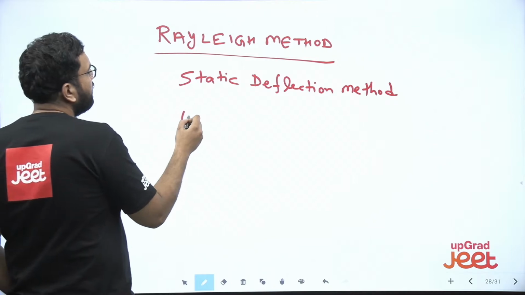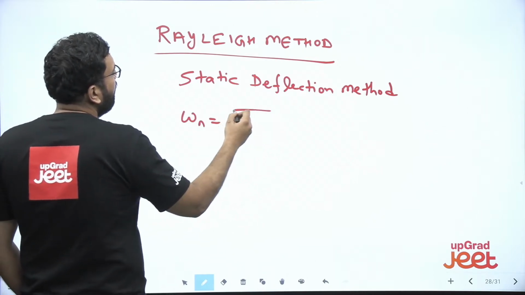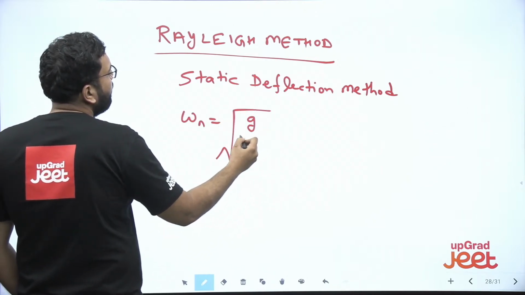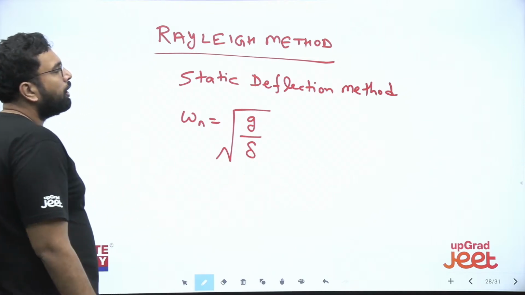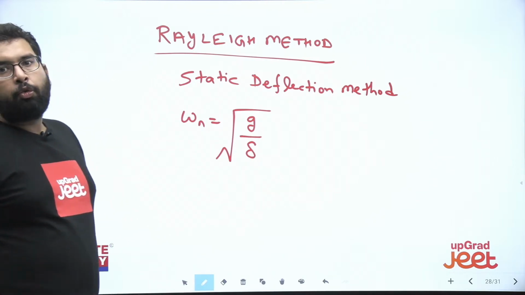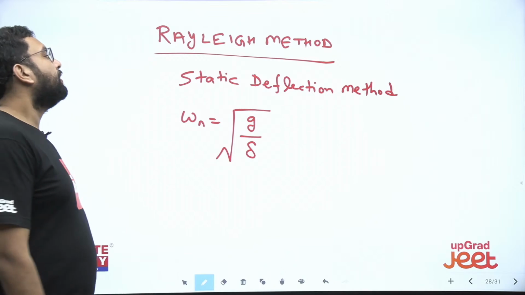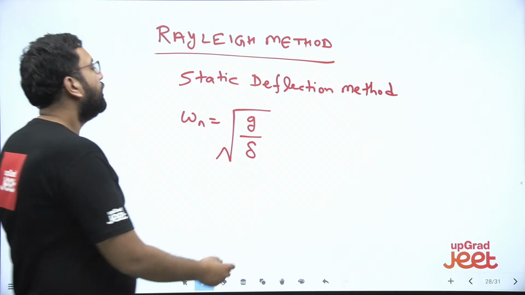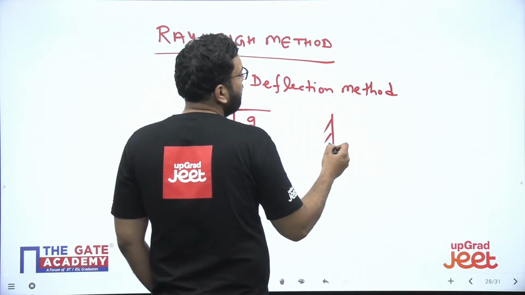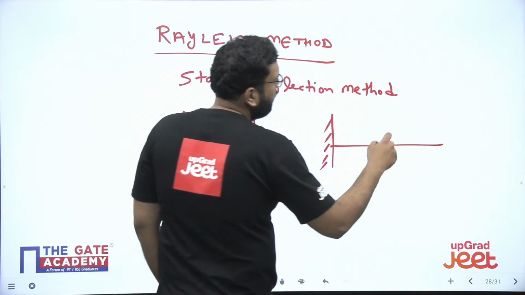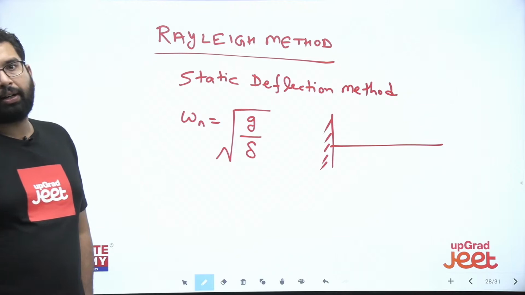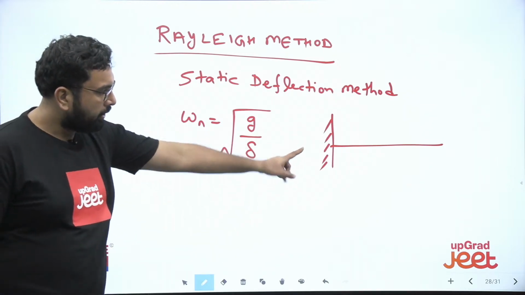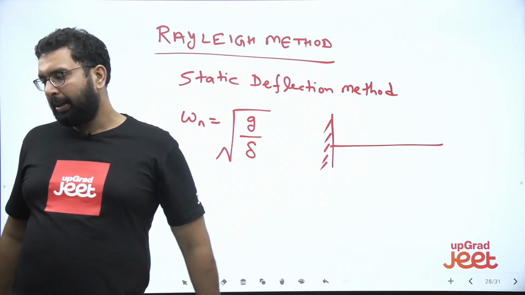So in this method, what are we going to do? We are going to find omega n as root over g by delta, where delta refers to the static deflection due to some load. Now, if I ask you what is this, what have I made here? Please answer me. What is this?